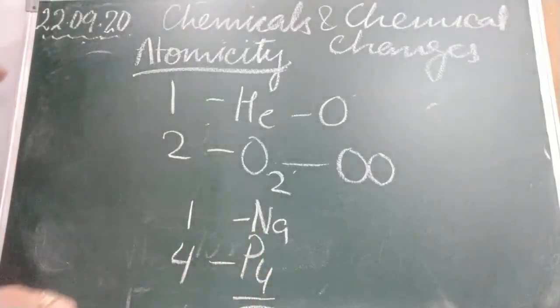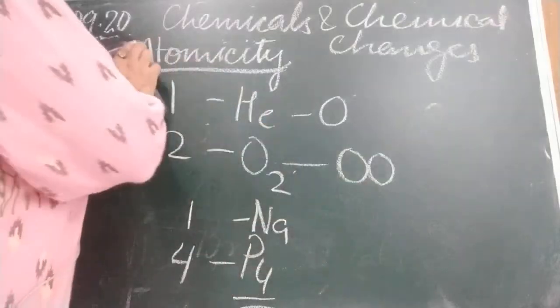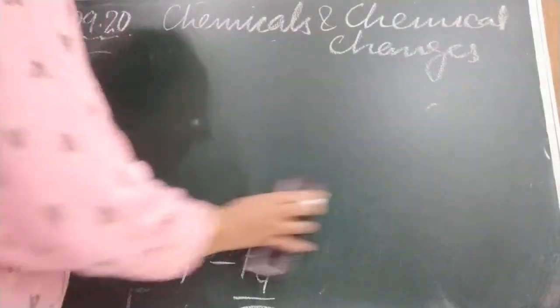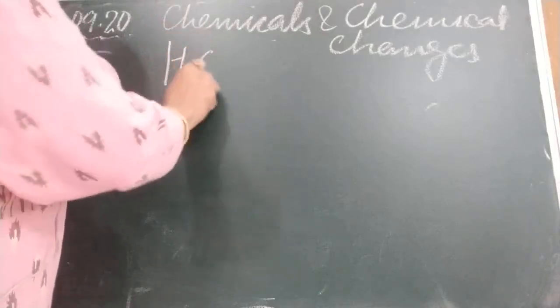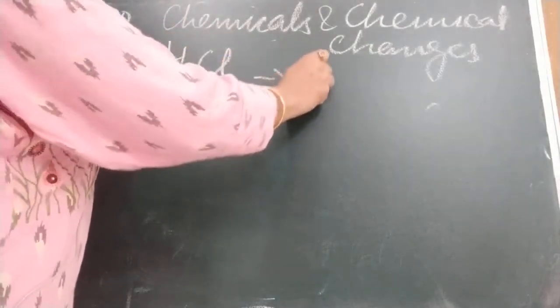So atomicity is 4. Now chemical formula. Children, you all know how to make a chemical formula, like HCl. How? You know the valency.